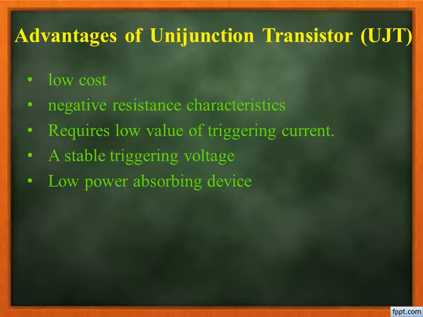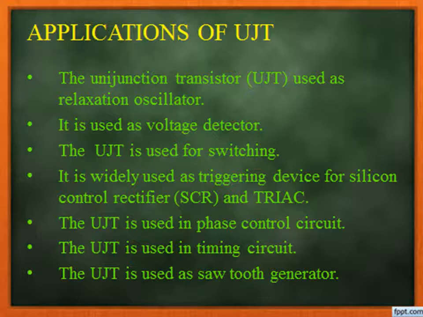Now here this is the UJT packaging, just the terminals. Now applications of UJT. The UJT is used as relaxation oscillator. It is used as a voltage detector. It is used for switching the device. It is widely used as triggering device for silicon controlled rectifier and triac.